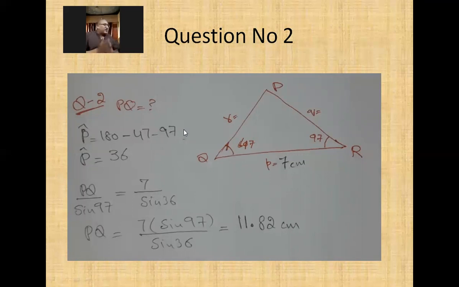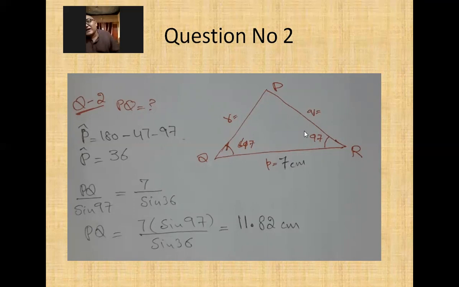Now on your screen, question number 2 is showing up, and let me read the question. It says, in the triangle PQR, the QR is 7 centimeter, the angle PQR is 47 degree and the angle PRQ is 97 degree. Find the length of the PQ. Very simple and straightforward question.